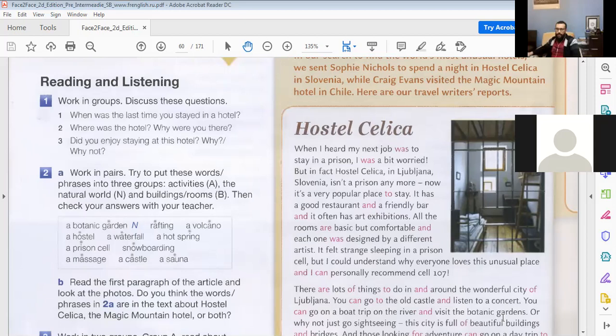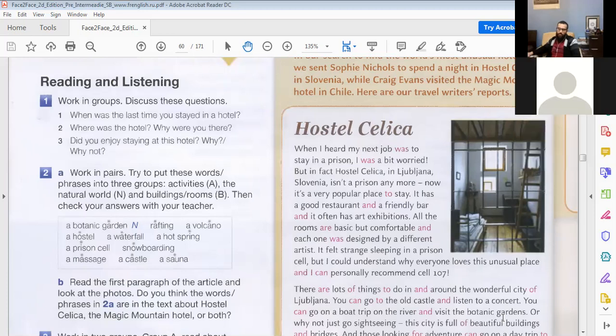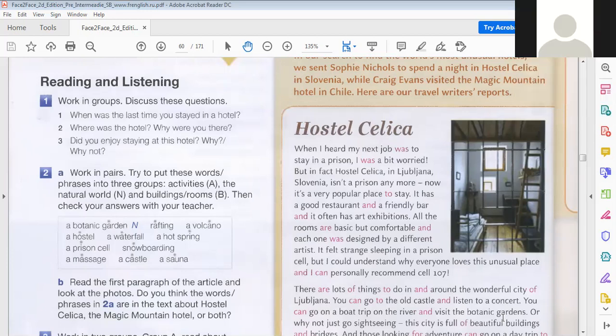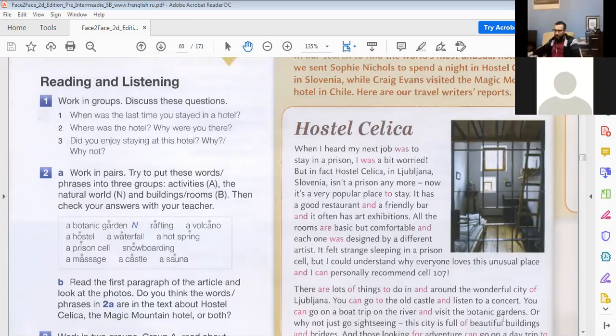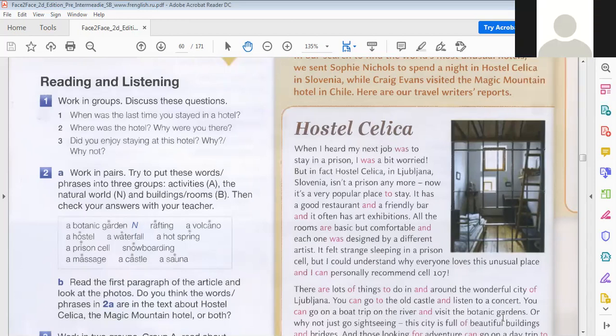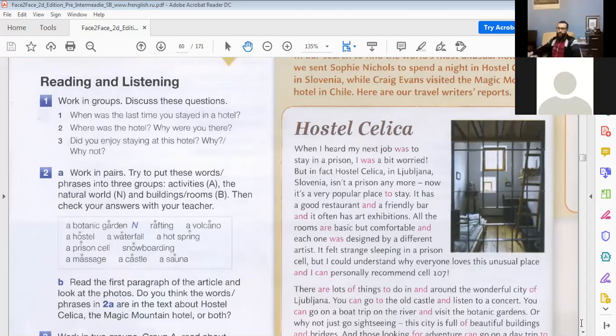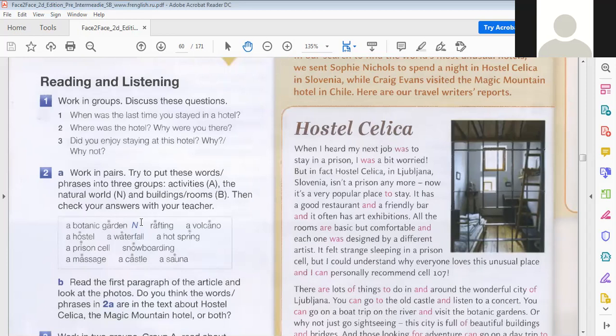Selma, what do you think? Do you think hostels and hotels are the same thing, or do you think they're different? And what's the difference in your opinion? Okay, Selma is not here. Okay, Ala, what about you? What do you think? Have you heard of the word hostel? Hostel, have you heard of it before? No.